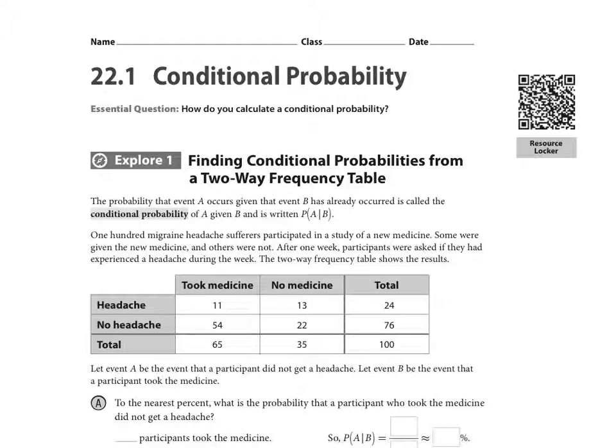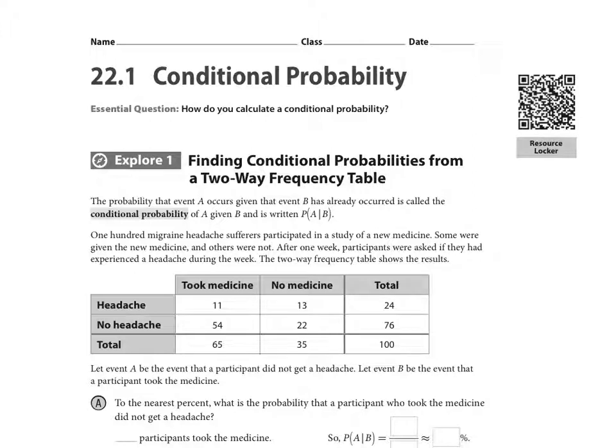Now, if you remember what a two-way frequency table is, it gives information with a choice going two different ways. So here's our traditional two-way frequency table with the same characteristics that we encountered in the last module, which is a study of a new medicine, where some of the study participants were given the medicine and some were not. So we have two columns that talk about that distinction. And then after a week, the participants were asked whether they experienced a headache or not during the week. And so then we have that condition, headache or no headache.